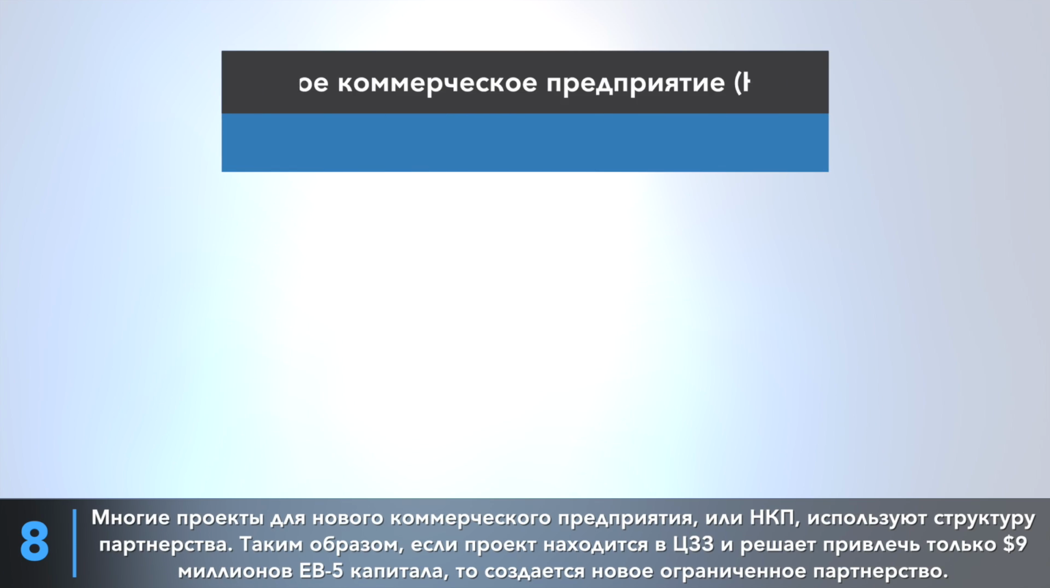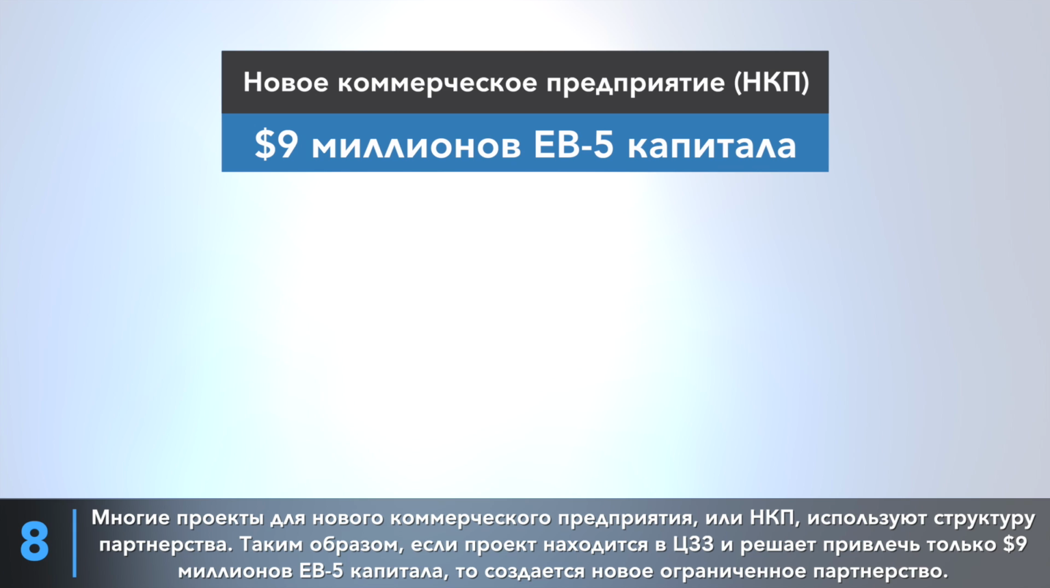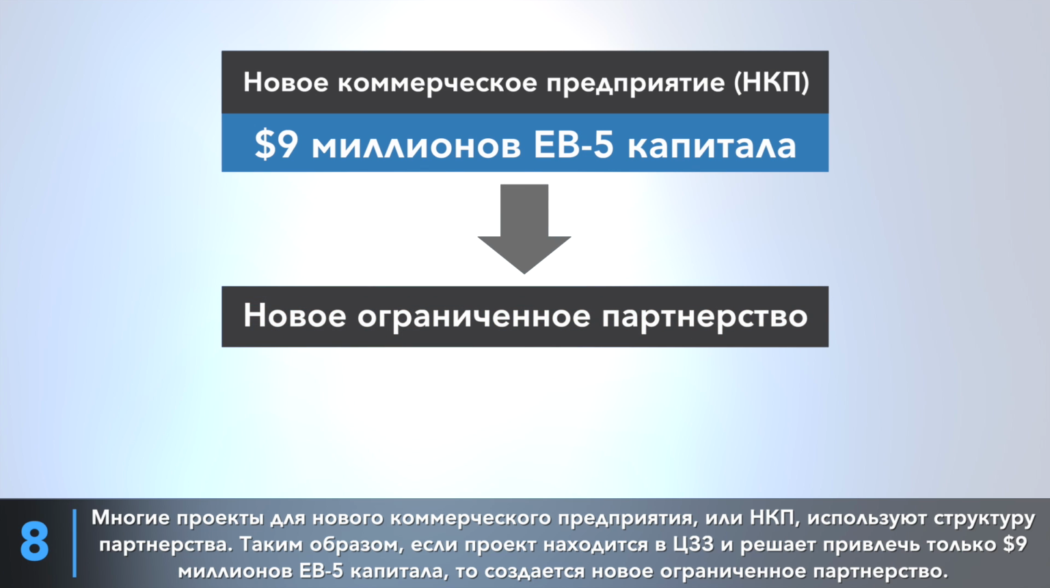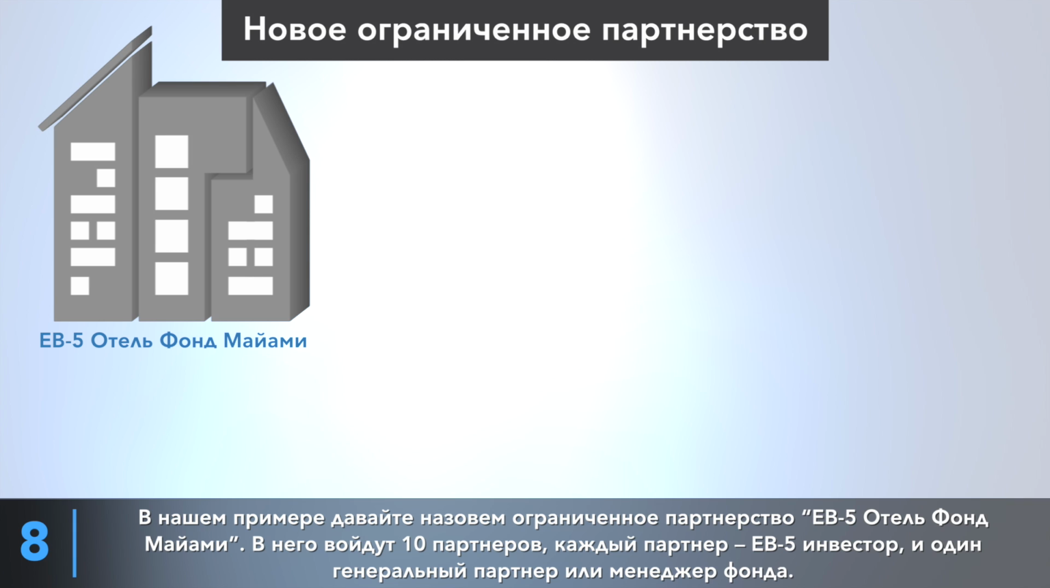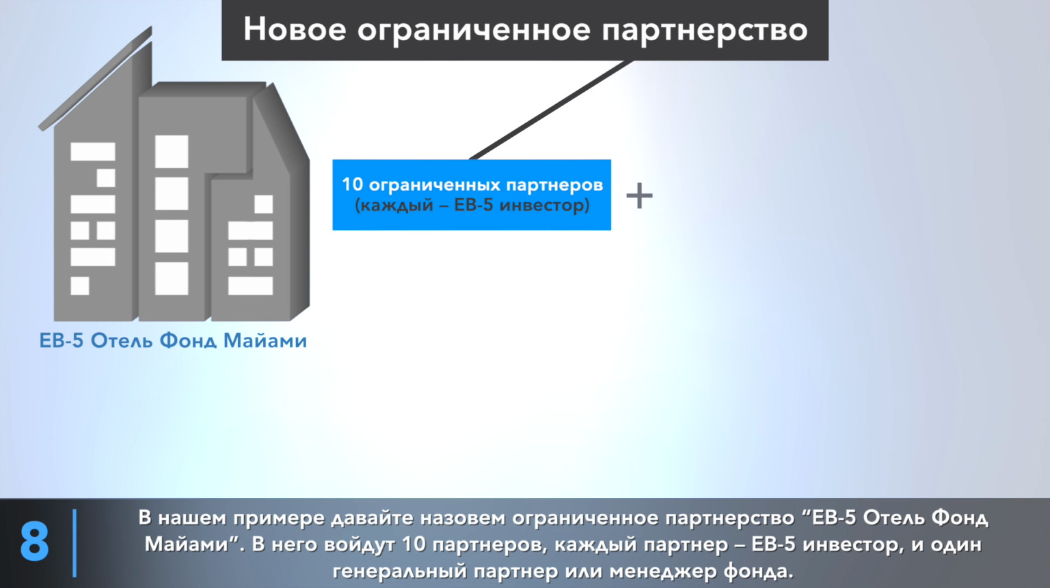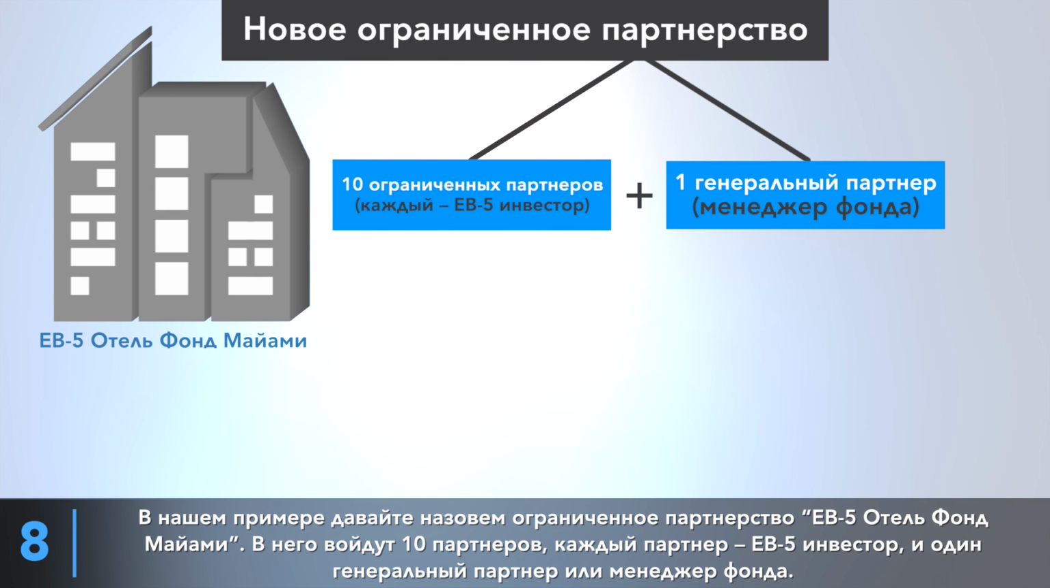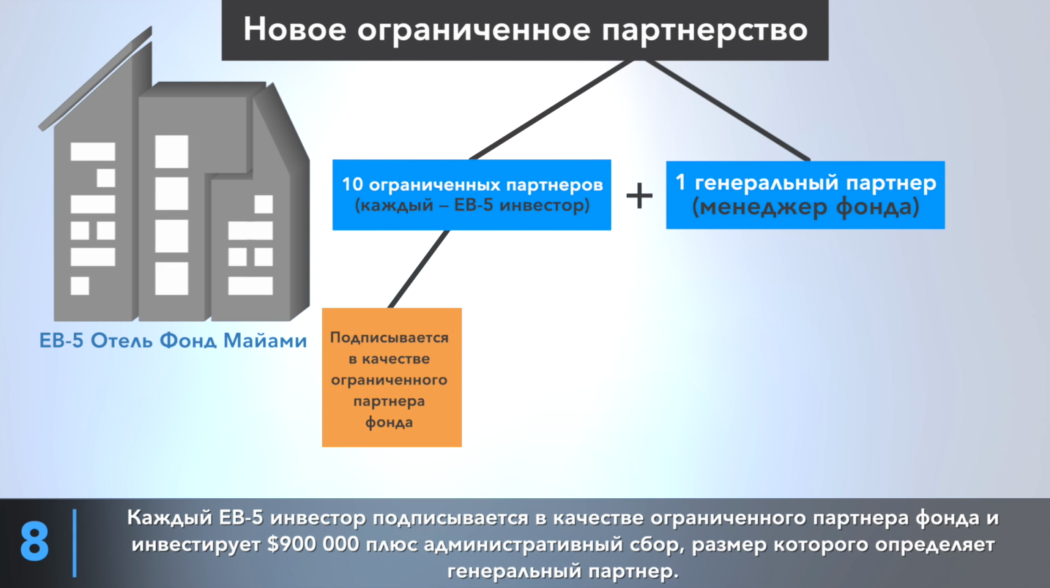Many projects use a partnership structure for the new commercial enterprise, or NCE. Therefore, if the project is in a TEA and decides to raise only $9 million in EB-5 capital, a new limited partnership will be formed. In our example, let's call the limited partnership EB-5 Hotel Fund Miami. It will have 10 limited partners, each an EB-5 investor, and one general partner or manager of the fund. Each EB-5 investor subscribes as a limited partner to the fund and invests $900,000 plus any administrative fee, which is determined by the general partner.